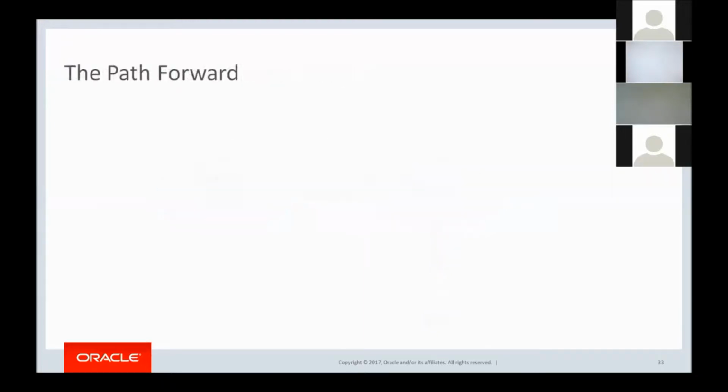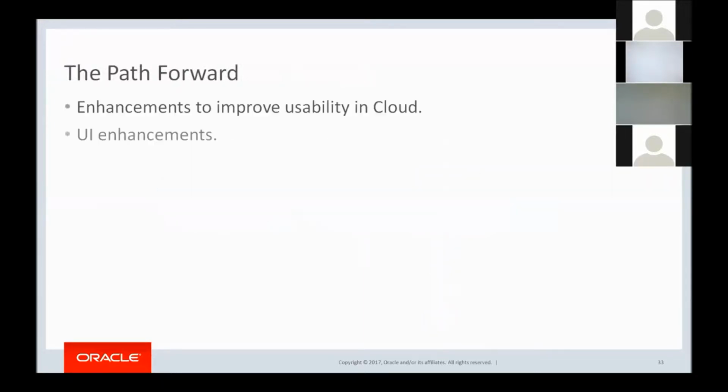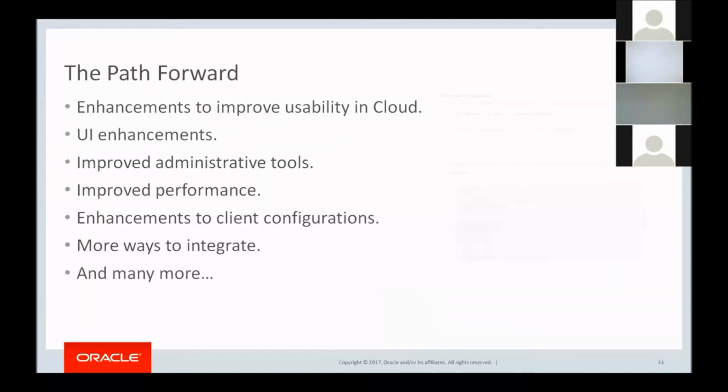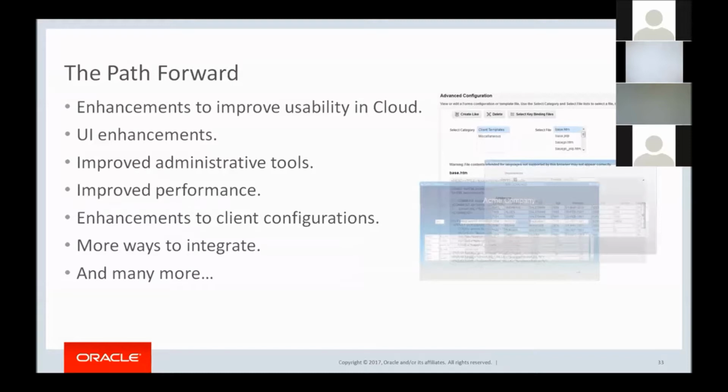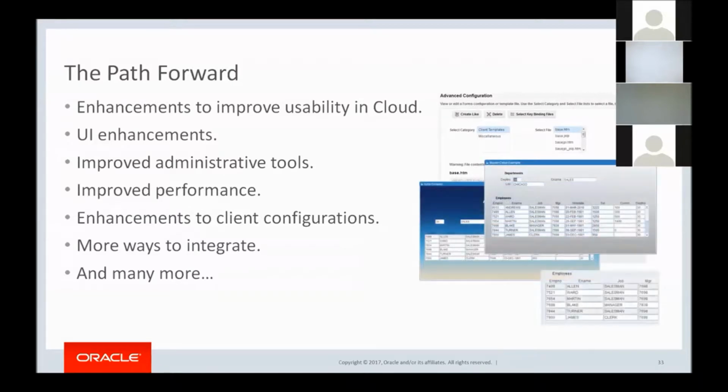Okay. So what are we doing going forward? Well, we're always working on something. There's always changes coming. We have a lot of enhancements, as I mentioned, for cloud. We're going to continue to work on some UI enhancements. We're going to make the administrative tools a little better, a little smarter. We're always trying to look for ways to improve performance. The client configurations that we just delivered, Java WebStart, Forms Standalone Launcher, we're going to try to make those better than they already are, and lots more ways to integrate with other Oracle products.